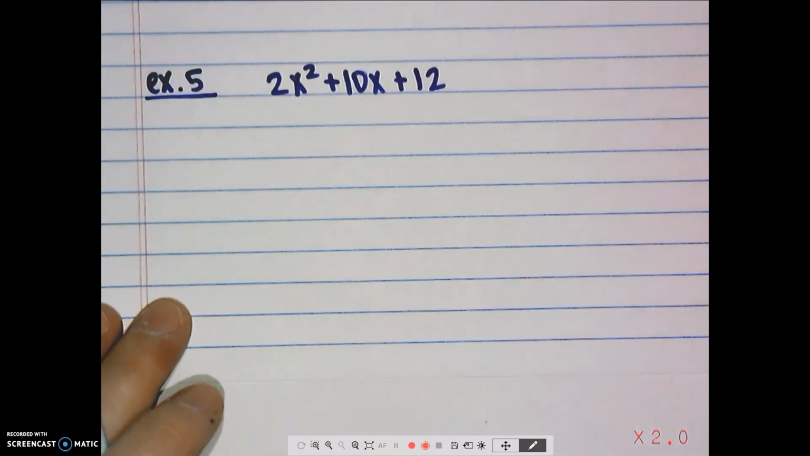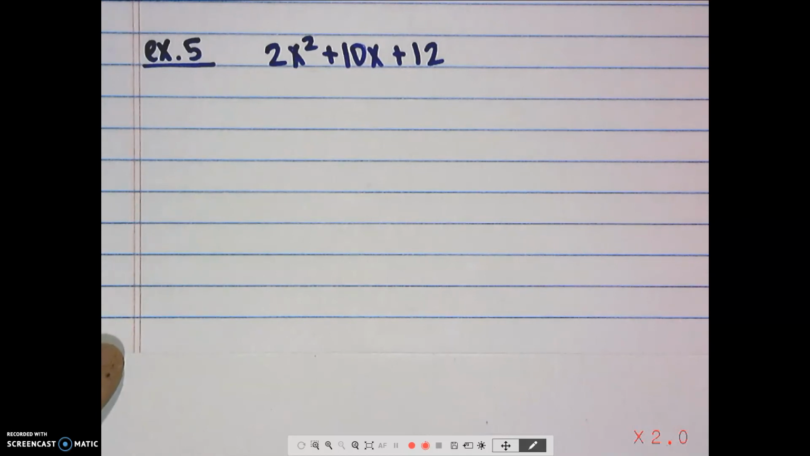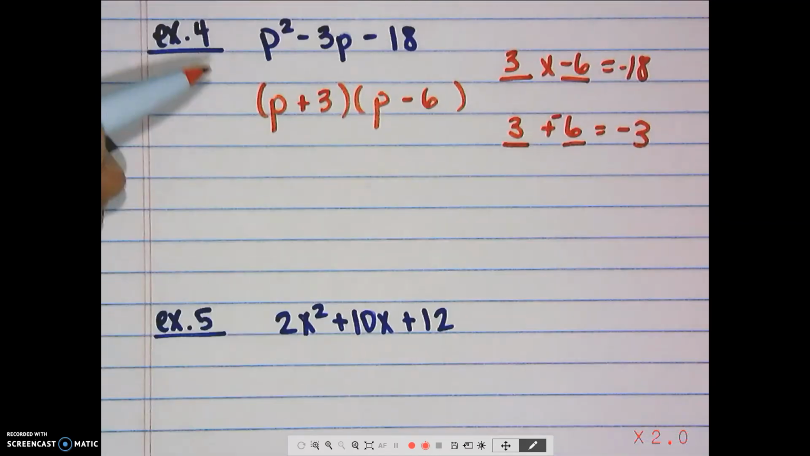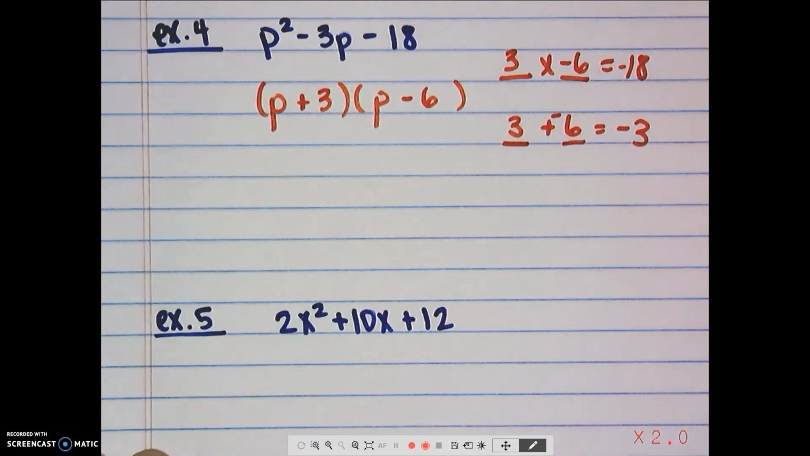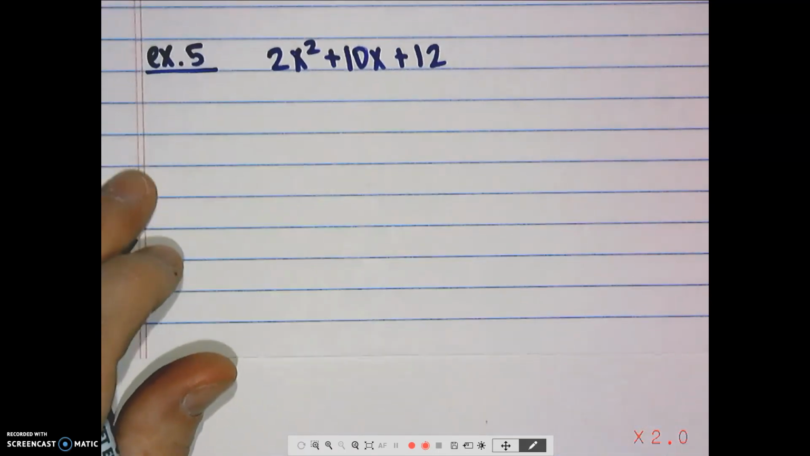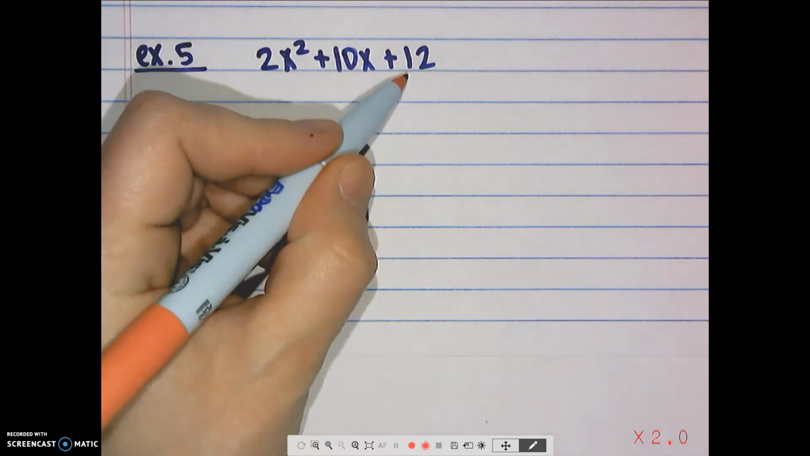All right, last one here. 2x squared plus 10x plus 12. How does this one look different than what we've seen so far? Well, everything else had just a 1 in front of it. So this was 1p squared, or 1m squared, or 1x squared, or 1 whatever. Well, now we have a 2 in front. But if we're looking at this, what do we notice about 2, 10, and 12?